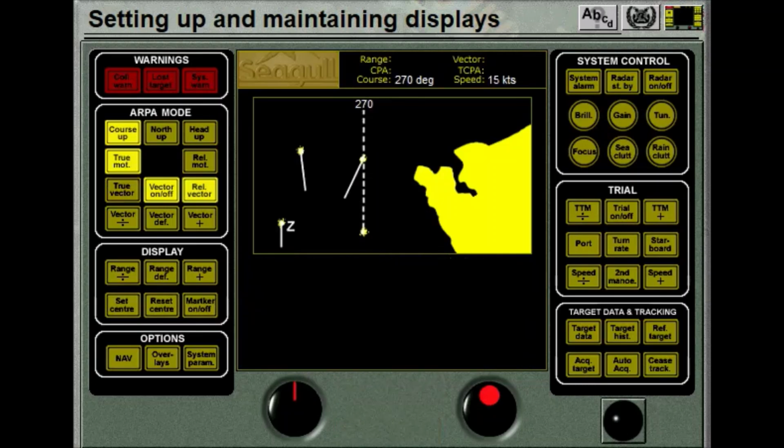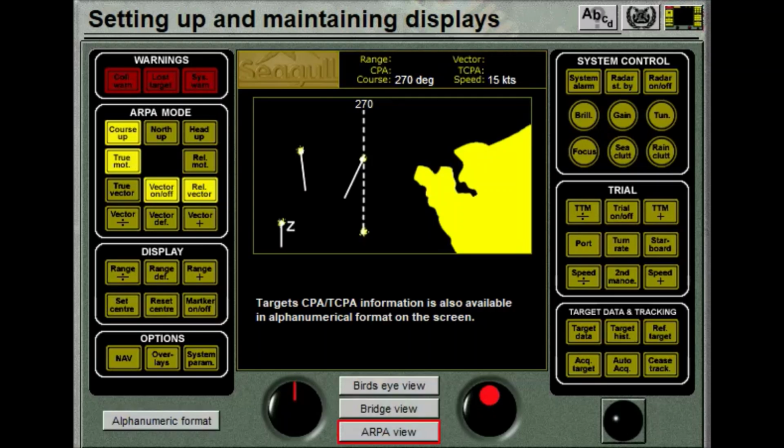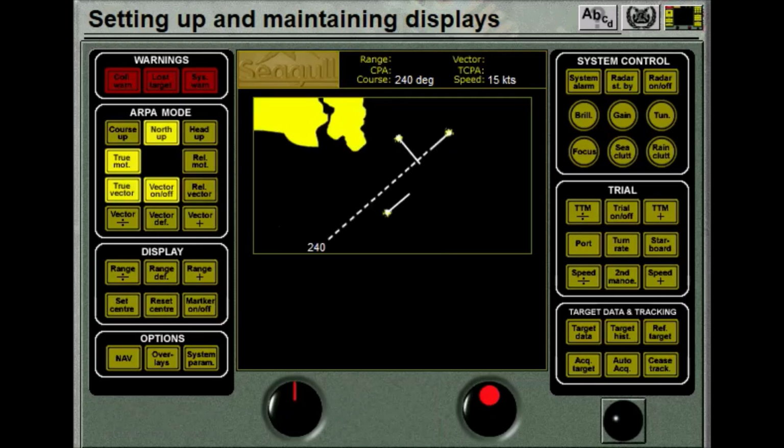Whenever CPA, TCPA information is needed, this can be obtained graphically by pressing the spring-loaded relative vector button. Target's CPA, TCPA information is also available in alphanumerical format on the screen. Same traffic situation as before.